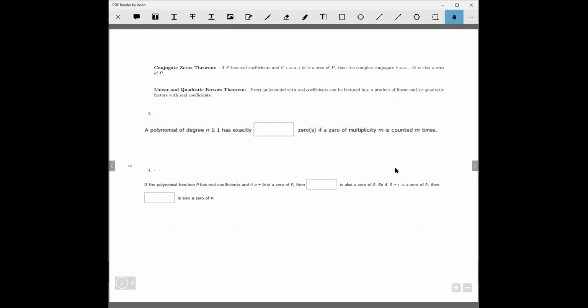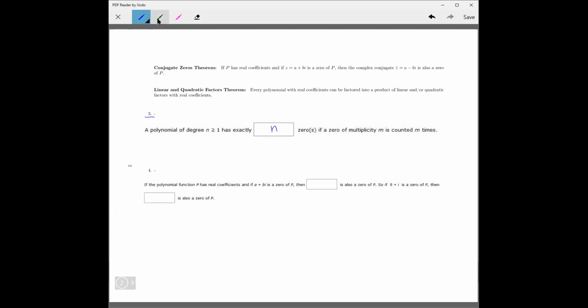Okay, let's move on to a little bit more. Number 3. A polynomial of degree n greater than 0 has exactly n zeros. Okay, so if n is the degree, then it's going to have that many zeros.